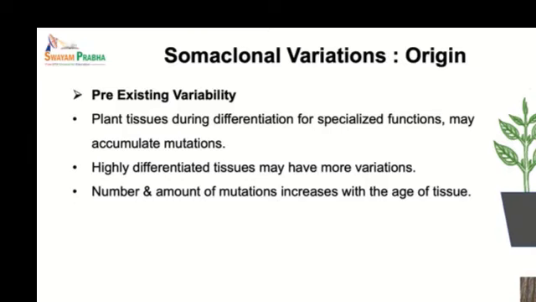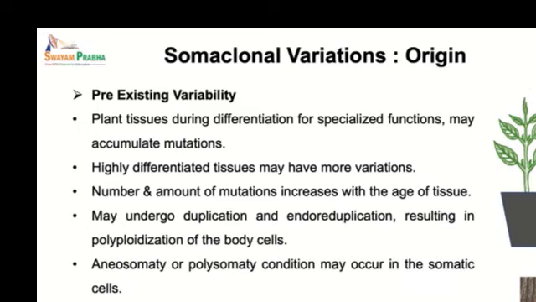That means a leaf tissue that is highly specialized would have fewer mutations when it is younger as compared to the mature leaf tissue. Even duplication and endo-reduplication may occur in the specialized somatic cells. That means the specialized somatic cells in a diploid plant may have different ploidy levels. In other words, aneusomaty or polysomatic conditions may arise in the somatic cells. And these conditions are very common in the vegetative parts of the plants.